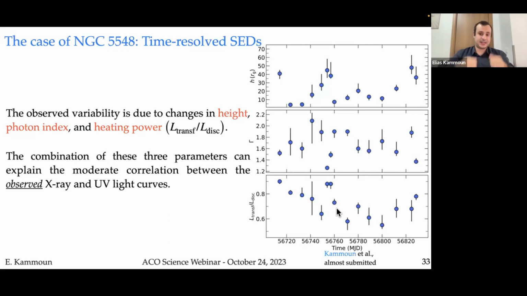But by combining all of these three together, we could perfectly reconstruct the moderate observed correlation between the X-ray and UV. So it's the combination of change in height of the source, change in gamma, which could be practically related to a change in the temperature, so a change in the intrinsic properties of the X-ray source, and change in the power that's given to the corona, change in the heating power. So the heating and the cooling are changing, the temperature is changing, and the corona is not static, it's quite dynamic. We could reconstruct all the X-ray UV optical variability in that source.